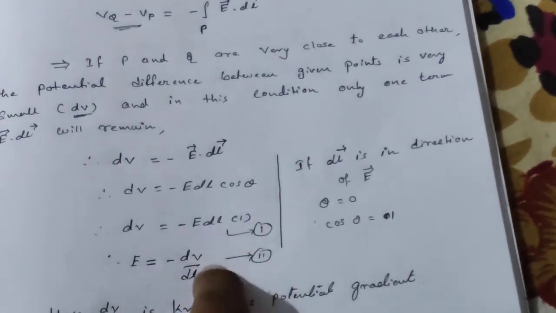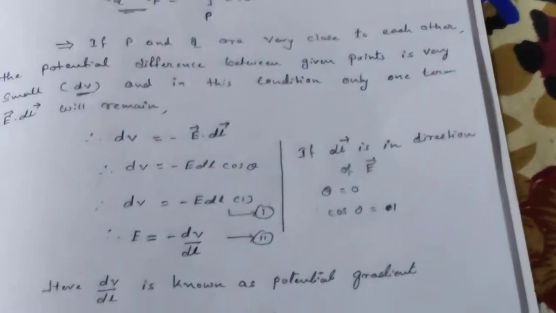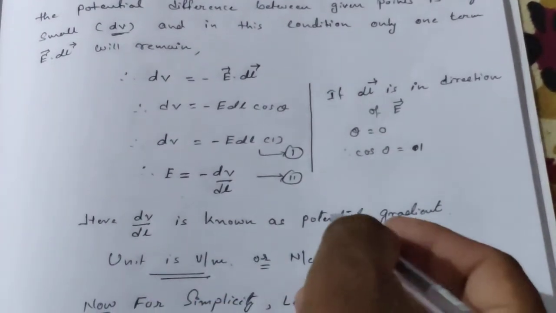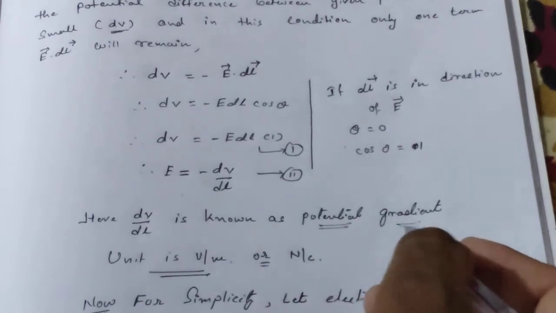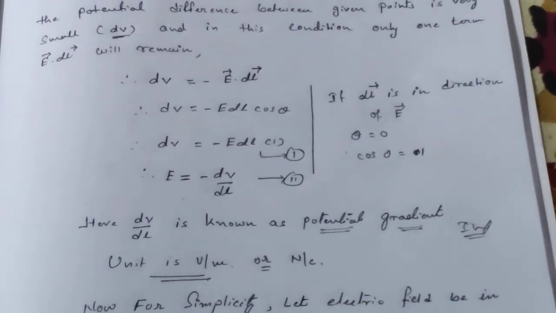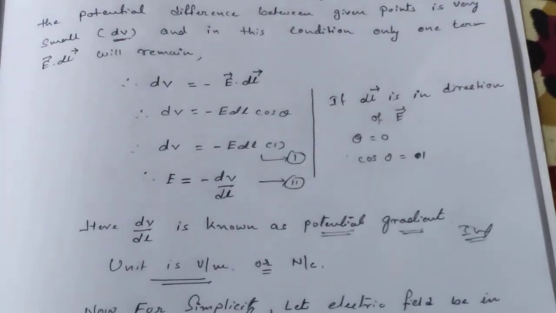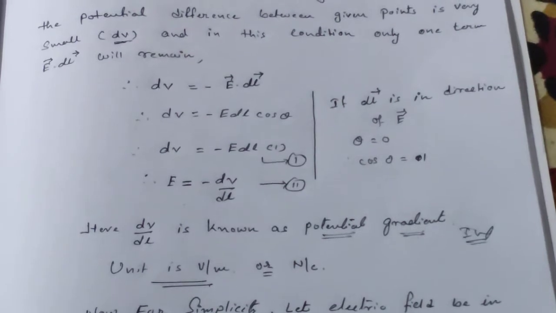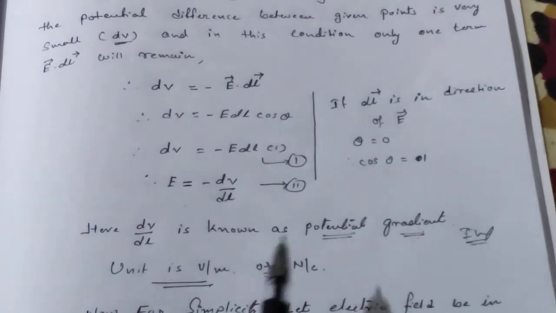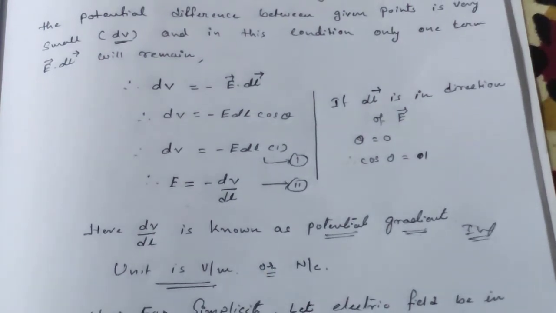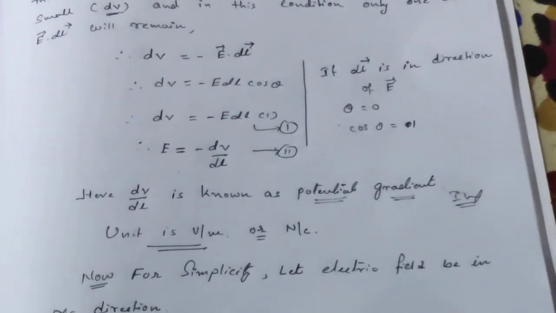Give equation numbers 1 and 2 for these. Now here this dV by dl is known as potential gradient. Remember, this is an important point: potential gradient. Sometimes the question is only to explain potential gradient, so up to this point you have to go. The unit is volt per meter. Another unit we also have is Newton per coulomb.